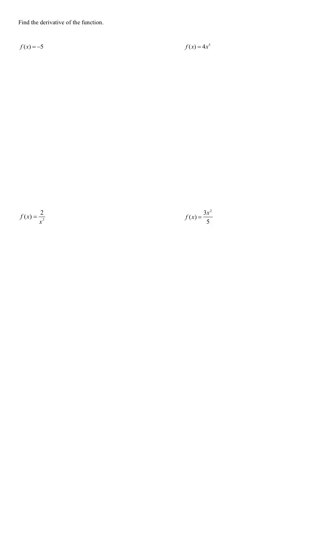Our first example, f of x equals -5. Since -5 is a constant, our derivative, which we write as f prime of x, looks like a little apostrophe, but it's read f prime of x. The derivative of any constant is 0.